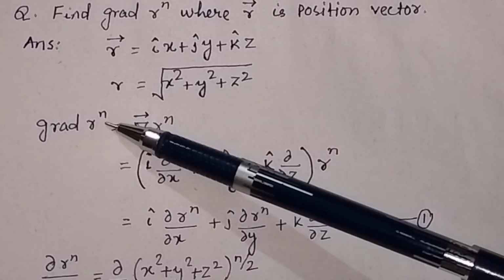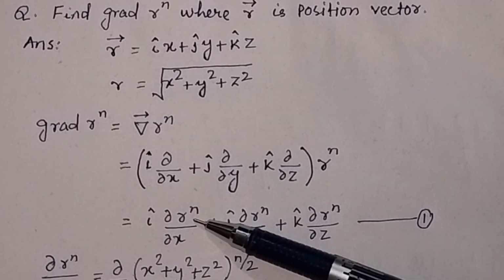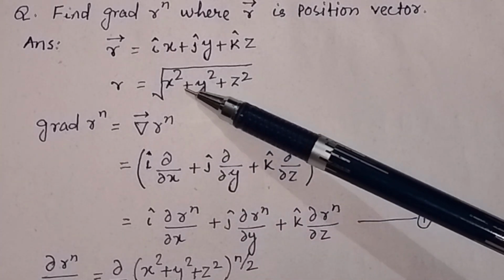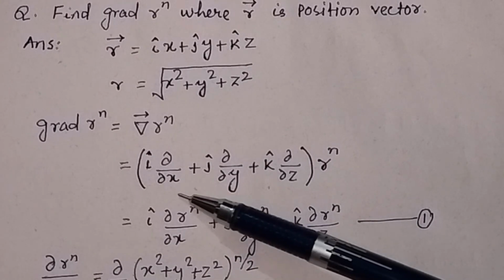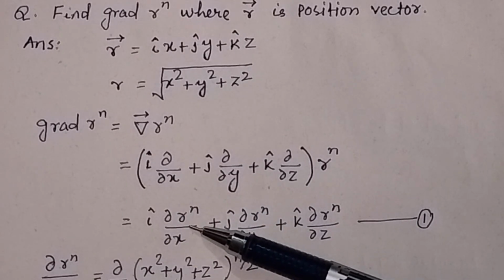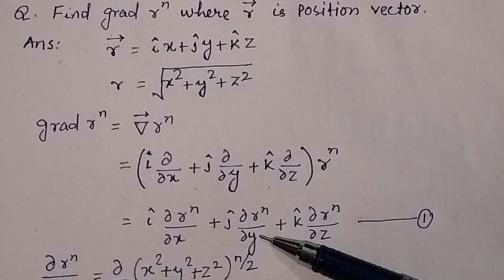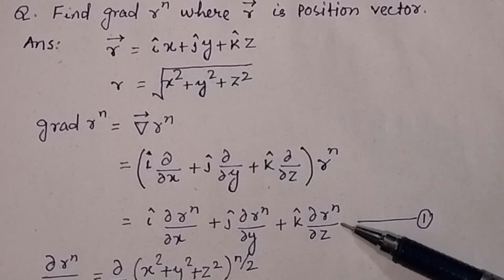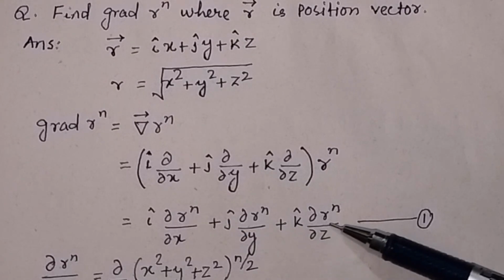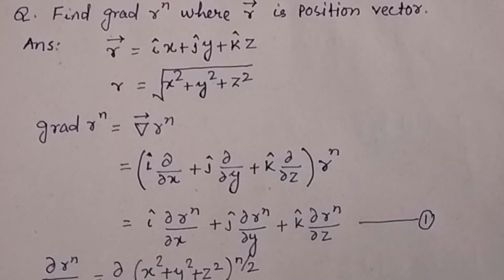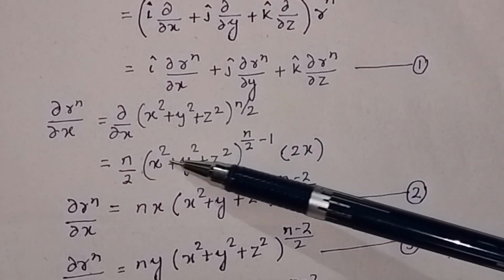To find the gradient of r to the power n, we first take the partial derivative of r to the power n, where r is equal to x square plus y square plus z square whole to the power half, so r to the power n, with respect to x. First we will find the partial derivative with respect to x, then the partial derivative of r to the power n with respect to y, then with respect to z, then we put the values in equation 1 to find the gradient of r to the power n.